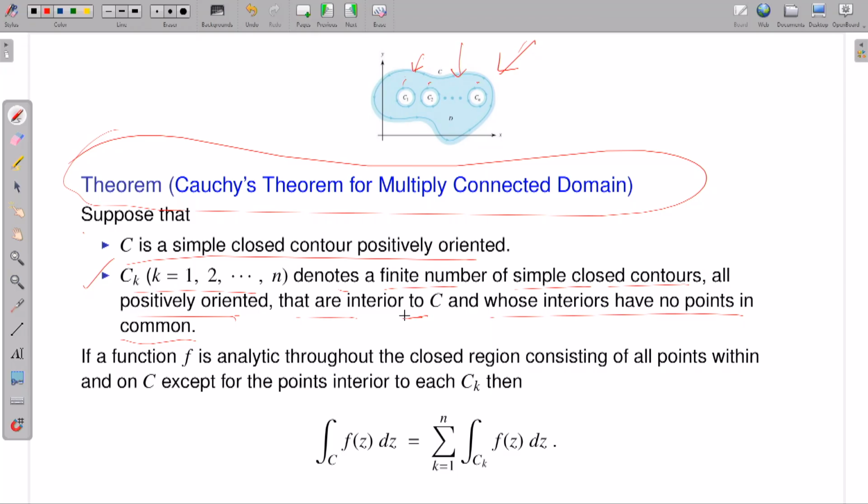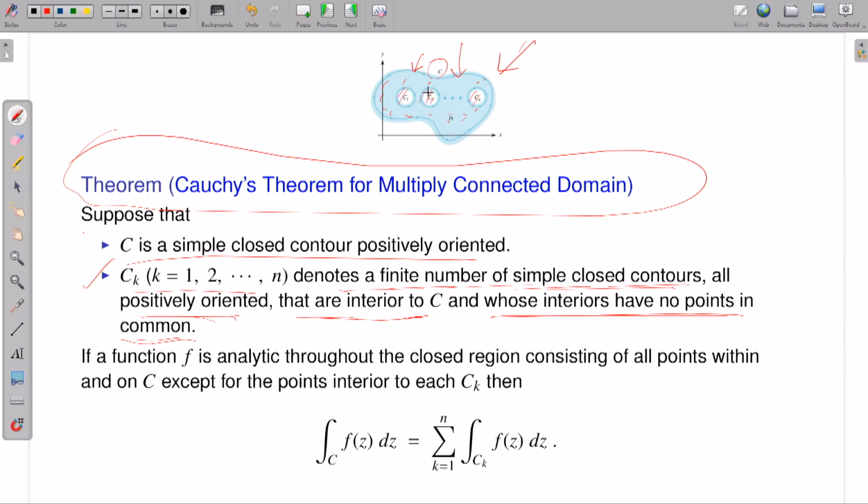That means the regions bounded by C1, C2, up to Cn should also lie in the region bounded by C. Look, the blue one is the region bounded by my contour C, and C1, C2, Cn are also in the blue shaded region, that means they are interior to C. So Ck denotes the finite number of simple closed contours, all positively oriented, meaning anti-clockwise, that are interior to C and whose interiors have no points in common. This is the interior of C1, this is the interior of C2, and this is the interior of Cn, so there is no common point among these interiors.